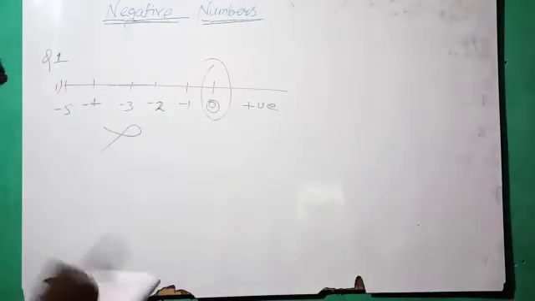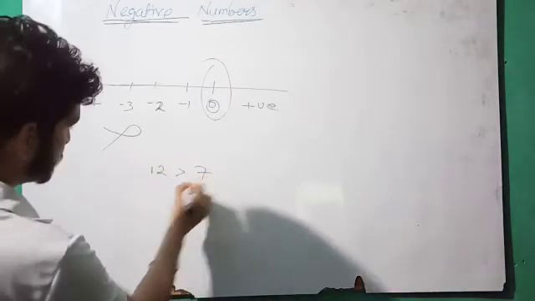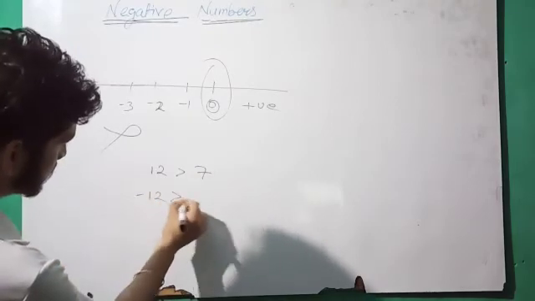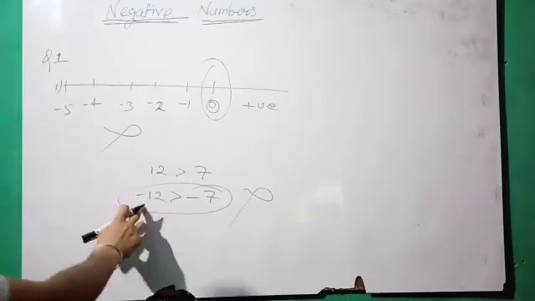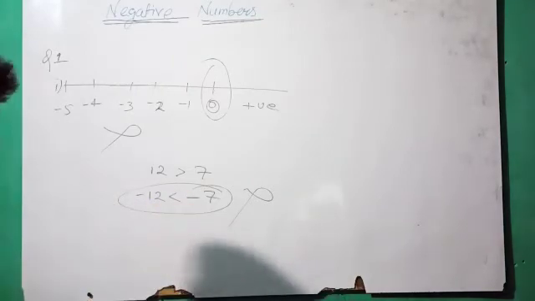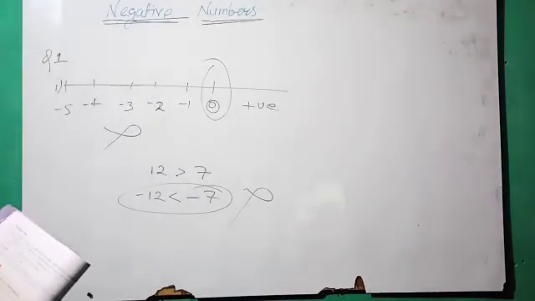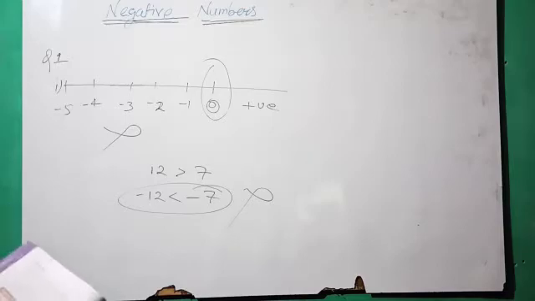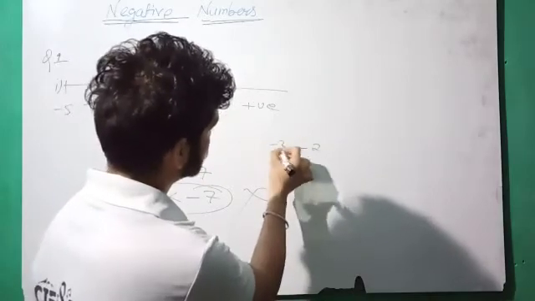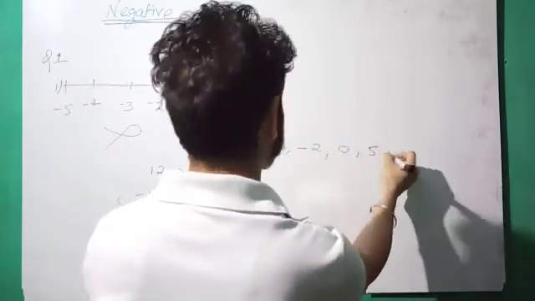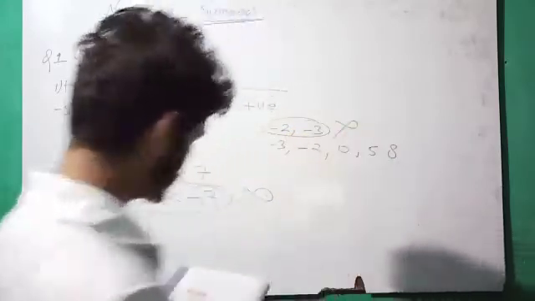Fourth part, I had discussed this. 12 is greater than 7. Given that minus 12 is greater than minus 1. No, wrong, because the negative of the bigger number is always smaller. So the right equation is this. Next, fifth one: the set of integers is arranged in ascending order. Ascending order? No. First, minus 2 is greater than minus 3. So first the arrangement is like this, but the given arrangement is this. So this is wrong, a false statement.